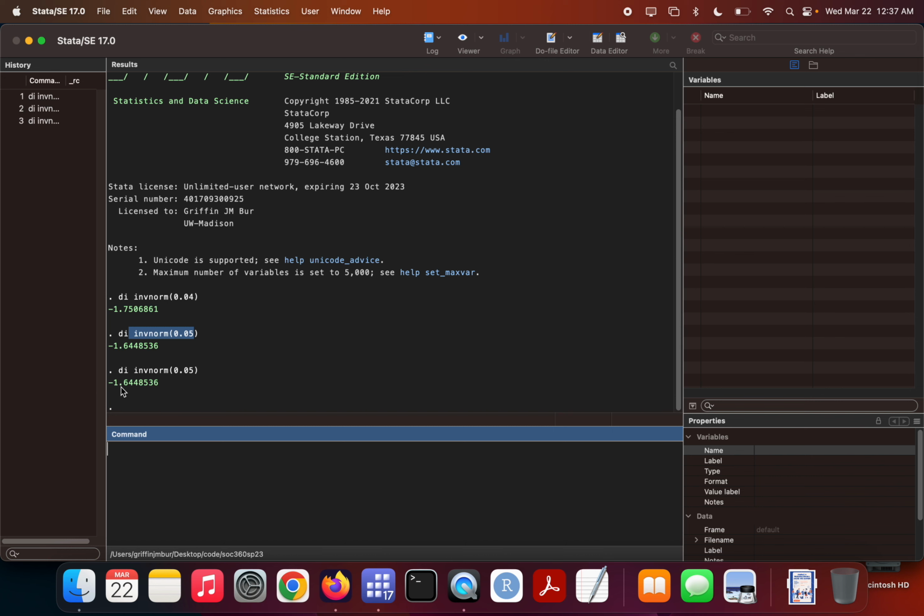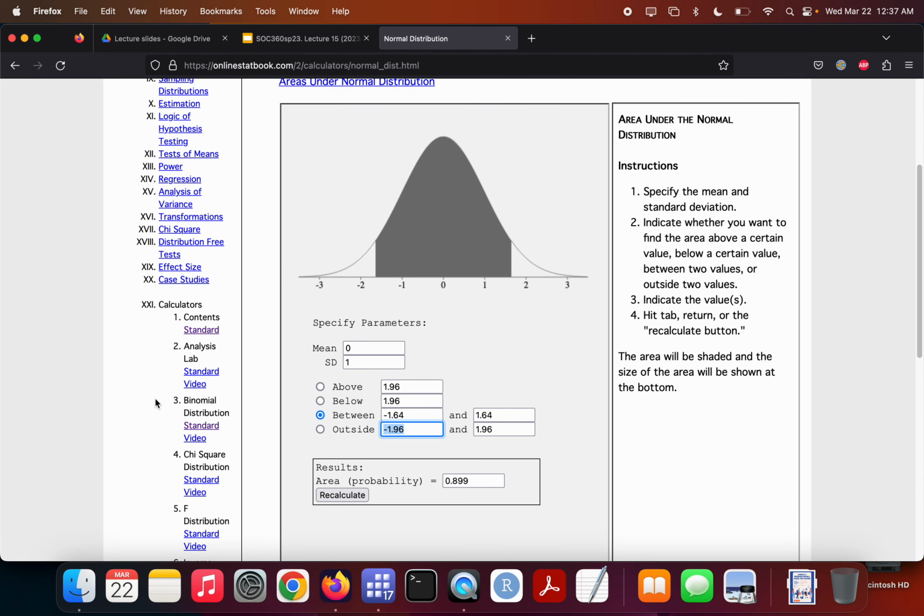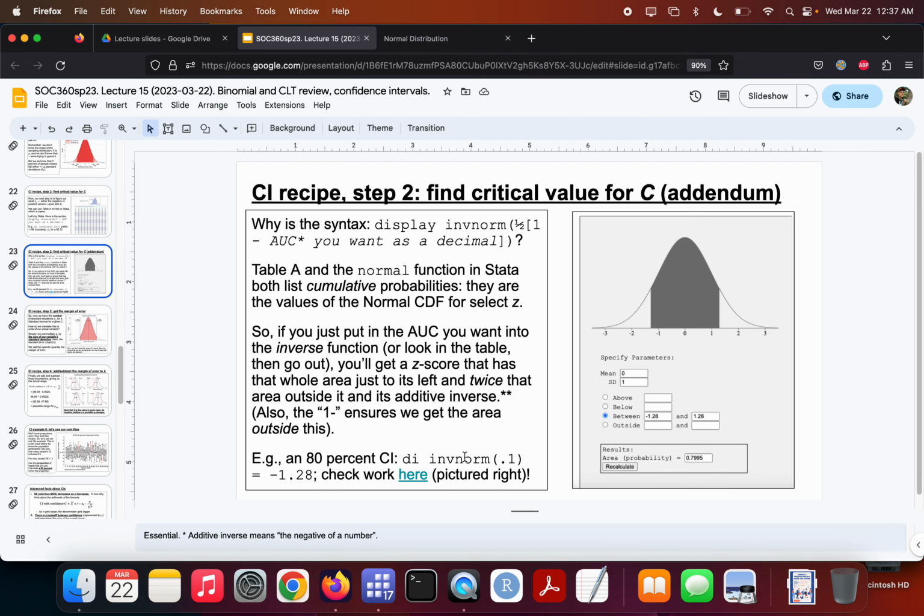Note that this gives us the z-score that has 5% of the area under the curve to the left of it, and then also 5% of the area under the curve to the right of negative 1 times this, because the normal curve is symmetric. So if we come here to the online stat book and plug in negative 1.64 and 1.64, you can see that the area under the curve is actually only 90%, not 95%, because of that fact I just mentioned.